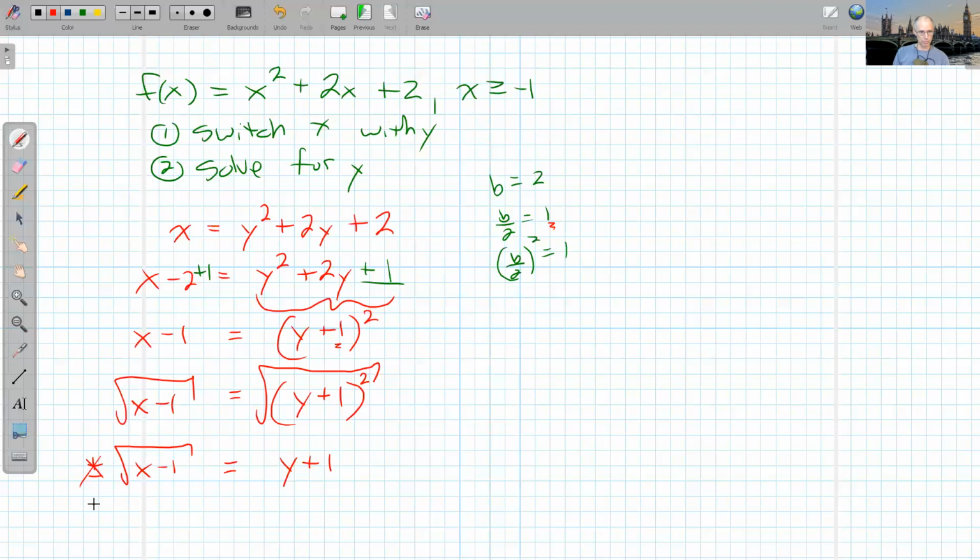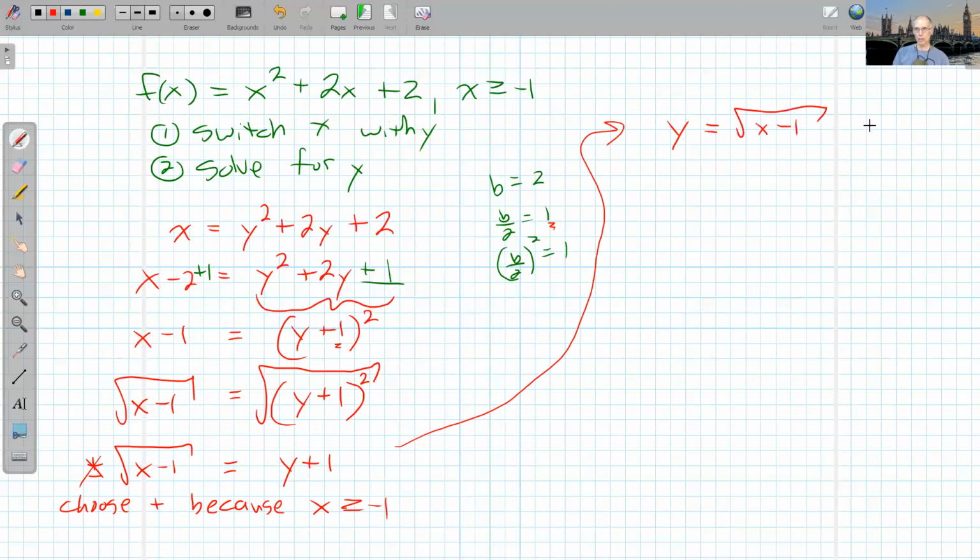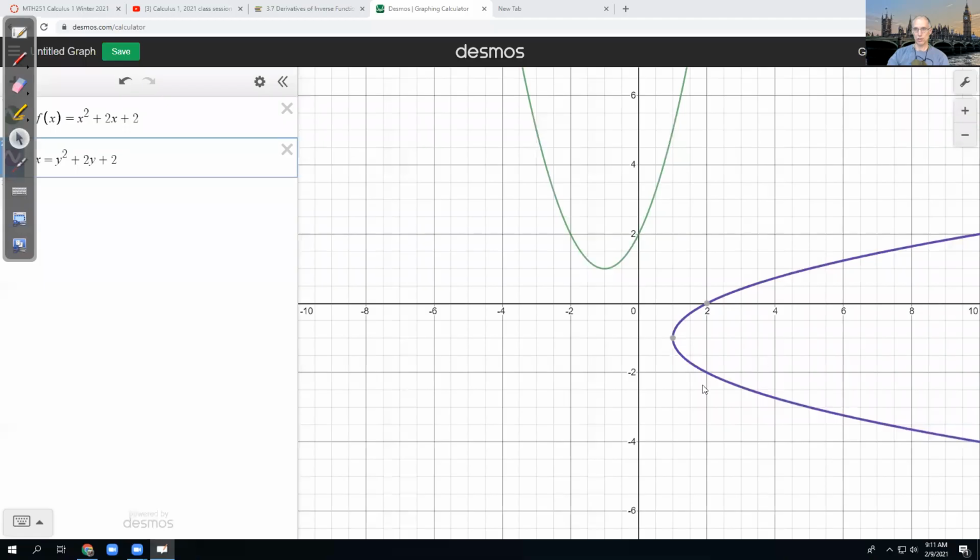So that is a problem. So I'm going to choose the plus because up above, I decided that x was going to be greater than or equal to -1. So now I just subtract the 1 to the other side. So my inverse function seems to be y equals the square root of x minus 1. So let's check to see if I got that right. And so that should be this top part of that sideways parabola. So g of x is equal to the square root of x minus 1.